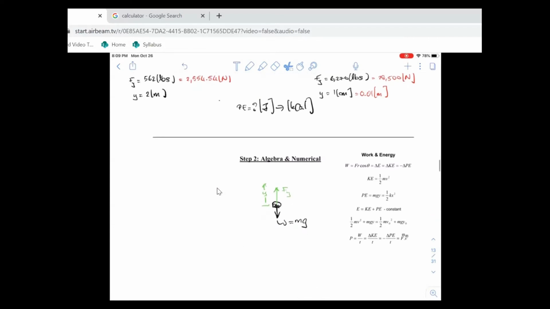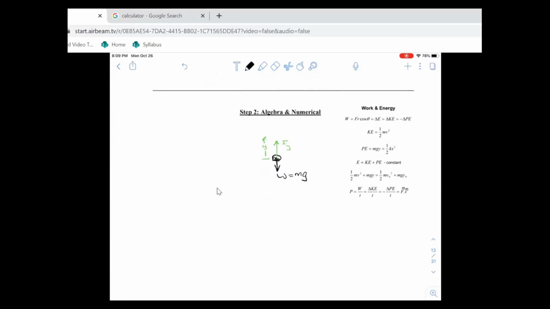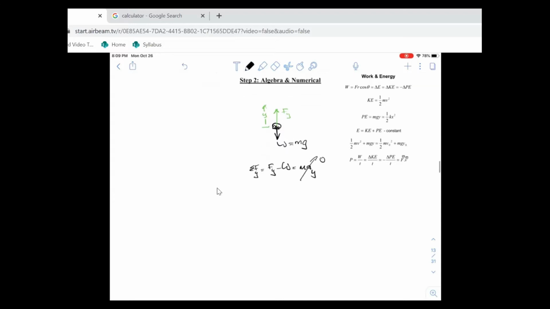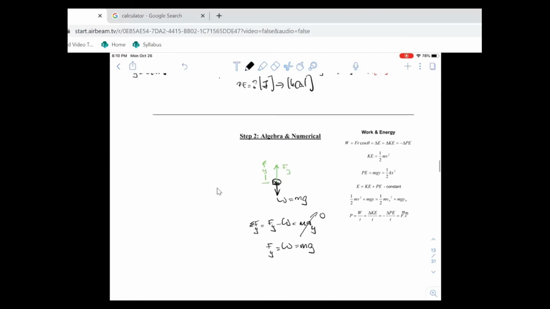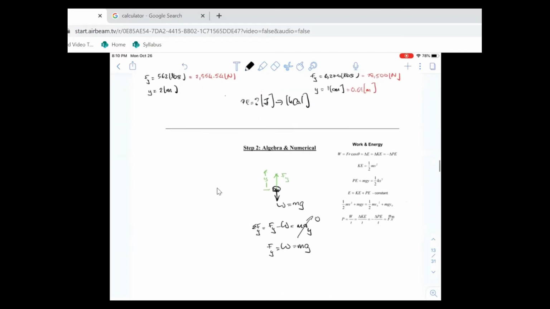Okay, so if you think about it, now look at the net force in the y direction. This one is the applied force in the upward direction. W is in the downward direction. They're applying a force on it, but they're lifting at a constant speed, so there's no acceleration, which means that the applied force is the same as the weight. Weight is going to be the same as mg, so that's what we got.